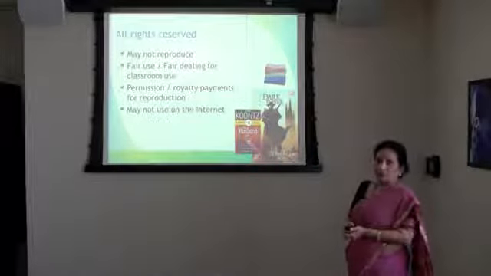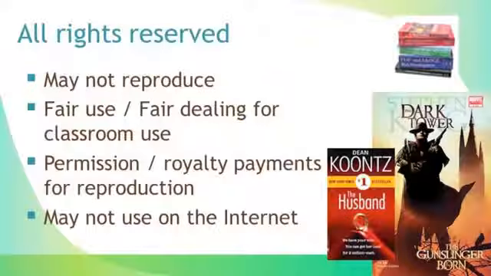What does copyright really mean? A copyright means that all rights to the material are reserved. Any user other than the original author may not reproduce the material without permission. However, fair use or fair dealing for classroom usage is allowed. Fair usage, in the sense that if you're quoting a few lines with attribution, can be allowed. For all other usage, for all other reproduction and so on, permission may be required. A written permission may be required from the copyright holder. It could be the publisher or the author. And at times, royalty payments for reproduction are required.